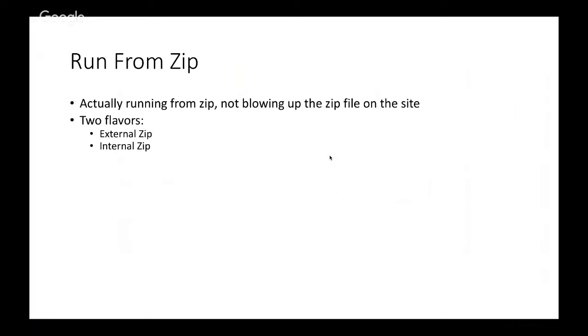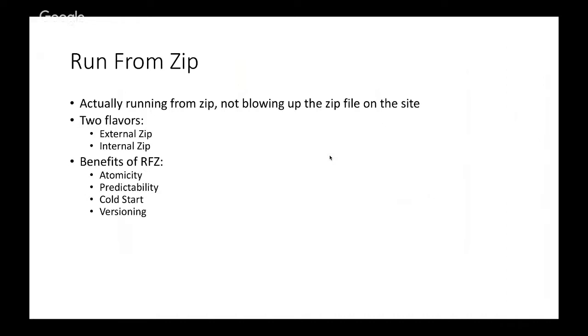First, there are 2 flavors of Run from Zip. You can either have the zip file that's being deployed live externally, in a service like Azure Storage, for example, and then you link to that via an app setting. Alternatively, there's an internal option where you upload the zip file itself to the site. I will demo both of these in just a minute.